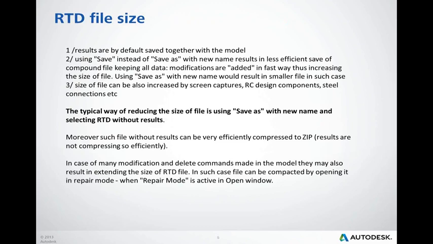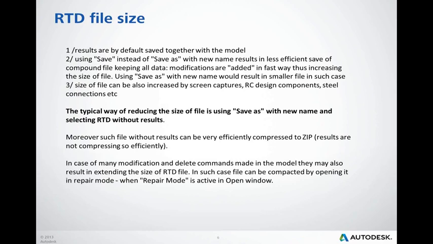Some comments about RTD file size. By default, results are saved together with the model, so the file size of RTD is growing together with the results. Also, RC design components, steel connections, produce some amount of data which is stored together with the file. A typical way of reducing the size of the file is using the Save As command with a new name, and selecting the RTD file type without results.